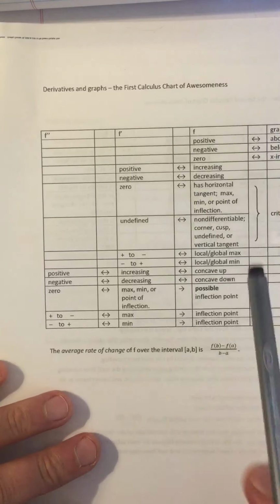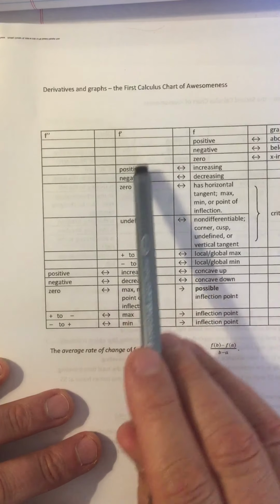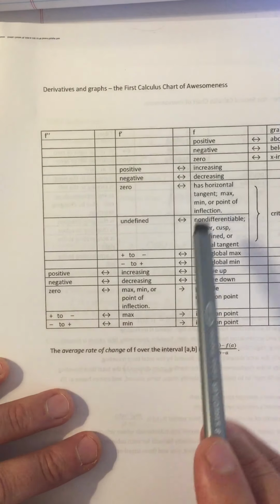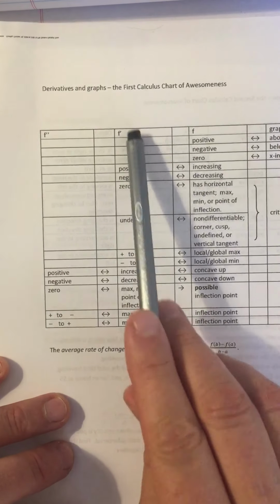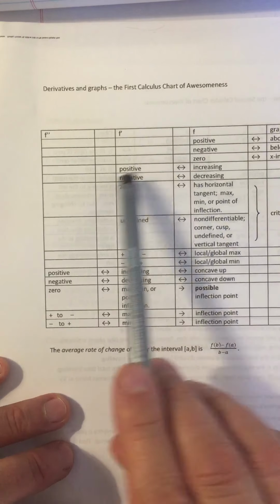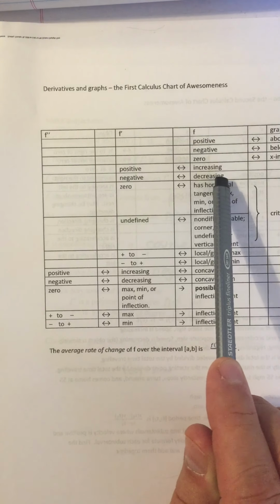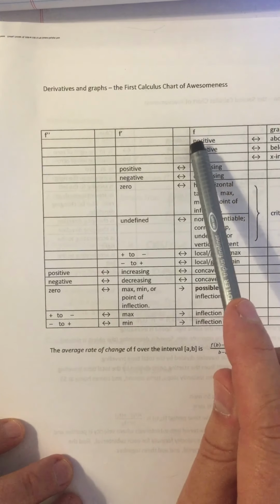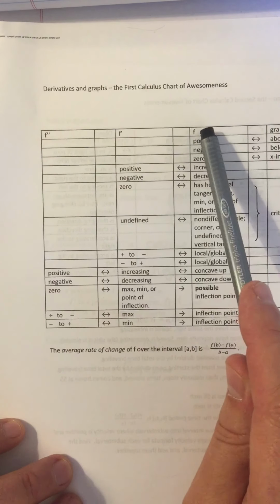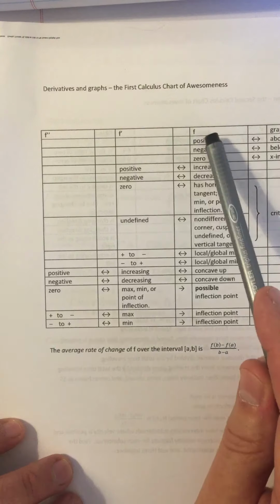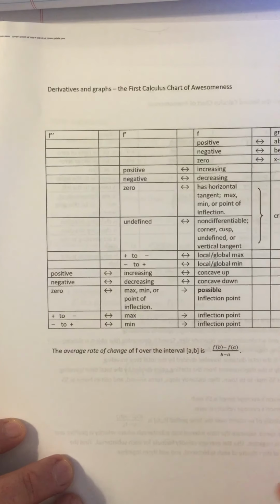So for example, when f is increasing, f prime is positive. That's an if and only if, the arrow goes both directions. When f is decreasing, f prime is negative. All right, so those are your most basic observations. Some other basic observations, for example, when f is a positive function, the graph of f is above the x-axis. When f is negative, the graph is below the x-axis. When f is 0, f has an x-intercept.